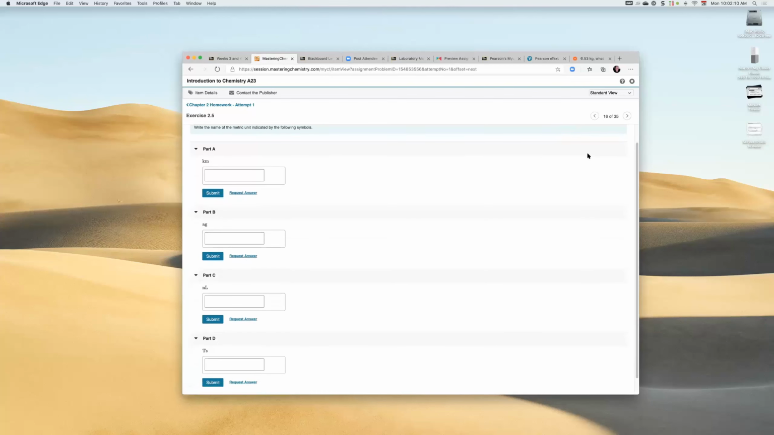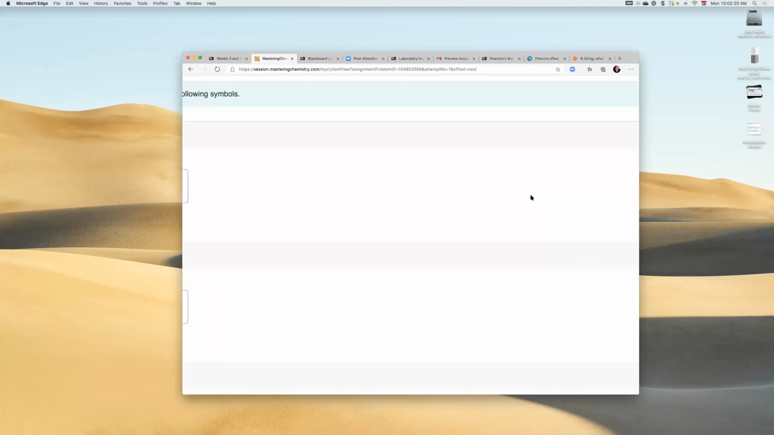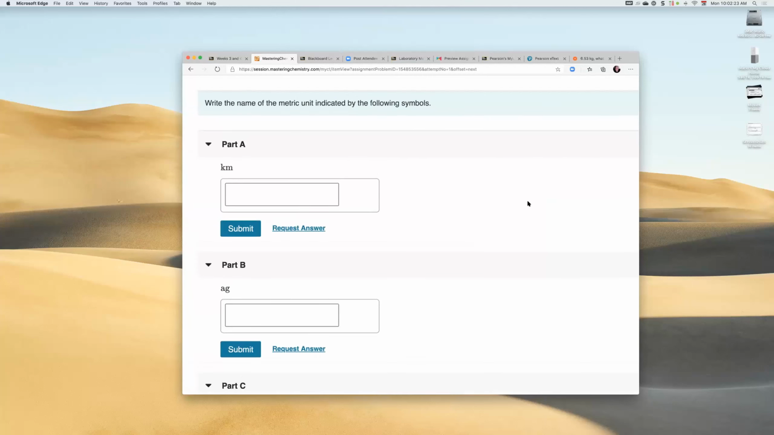Oh wow, what is this one, you guys? Let me look at this. Write the name of the metric unit indicated by the following symbols. So I don't have a problem with that. What do you think I should enter here, anyone? Kilometer. Right, I think I agree with that.